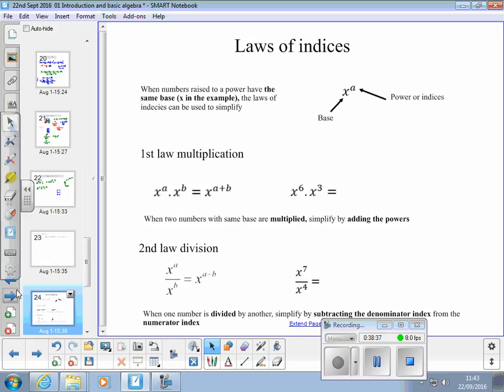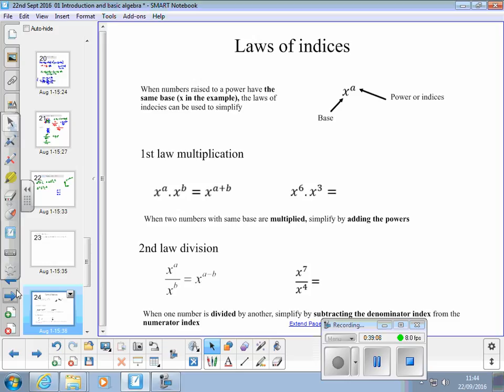So, laws of indices. When numbers raised to a power have the same base, x in the examples, the laws of indices can be used to simplify. So, like I said before, x here is the base, and the power is also called the indice, or index. We can only use these laws if the base is the same.